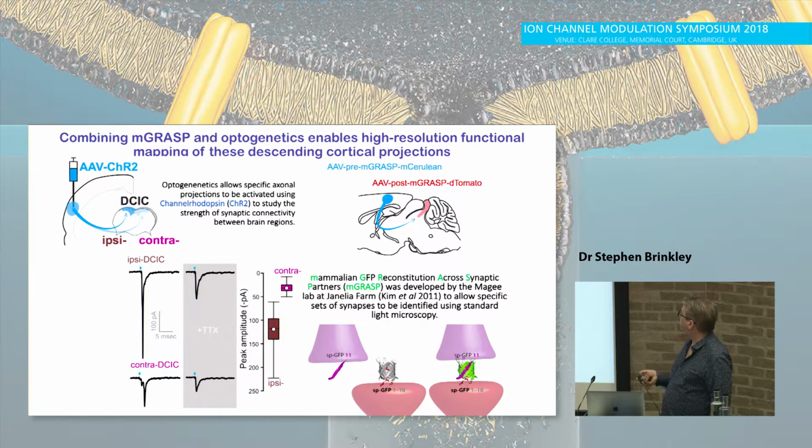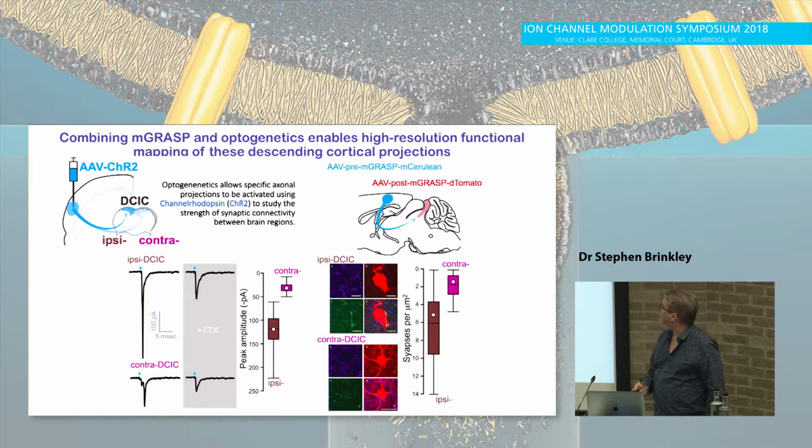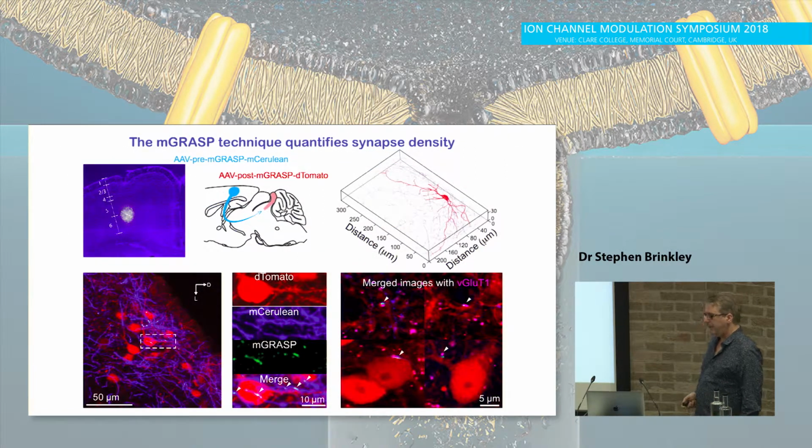Then we did MGRASP, and this is the spooky stuff at first. You put one fragment in the auditory cortex and the other fragment in the inferior colliculus using AAV, and only when they come together will that beta barrel incorporate itself into the other GFP fragment, and you'll get a fluorescent signal. It works, surprisingly, and it works a lot better than I expected. First of all, we see, in terms of just synapse density, higher density in the ipsi than the contra. But this is all that we expected to happen. This was good news.